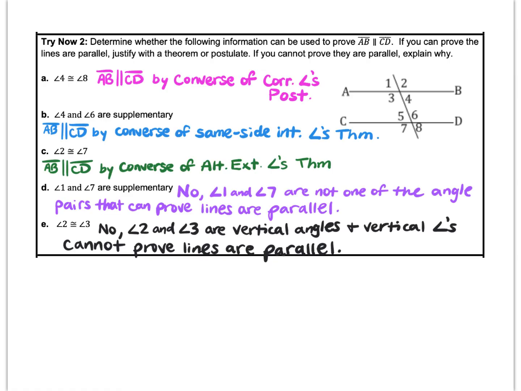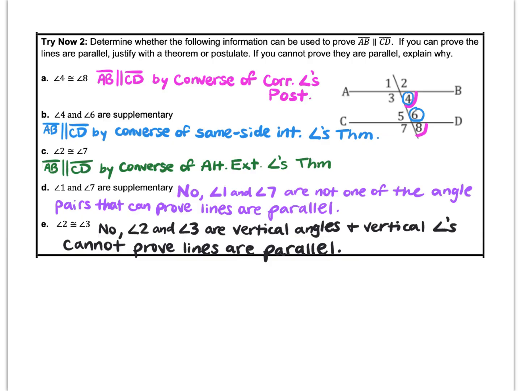Here are your solutions to the try now. For A, we have angle 4 congruent to angle 8. Notice that 4 and 8 are a pair of congruent corresponding angles, so the lines are parallel by the converse of corresponding angles postulate. For letter B, we have angle 4 and angle 6 are supplementary. Notice that 4 and 6 are a pair of same side interior angles, and if same side interior angles are supplementary, the lines are parallel by the converse of the same side interior angles theorem.